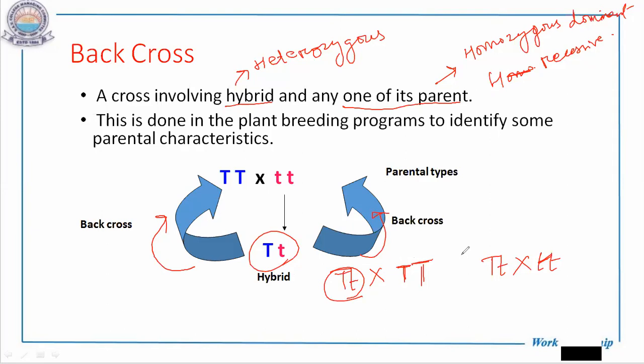So you simply remember, it is a cross involving one hybrid when it is crossed with one of the parent. That parent can be homozygous dominant or homozygous recessive. This is back cross. Now why it is done? It is usually done in the plant breeding experiments only to identify some of the parental characters. Okay, so to identify the parental characters, to confirm the parental characters, usually this back cross is done. Generally, this is not in your course. In your course, only test cross is there. But since you have understood, and this much what is written on the slide, this you can prepare as your notes. Is it clear to everyone?